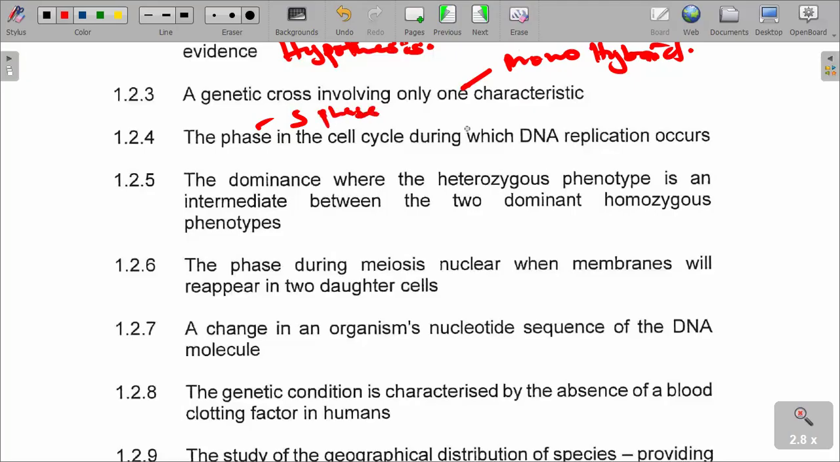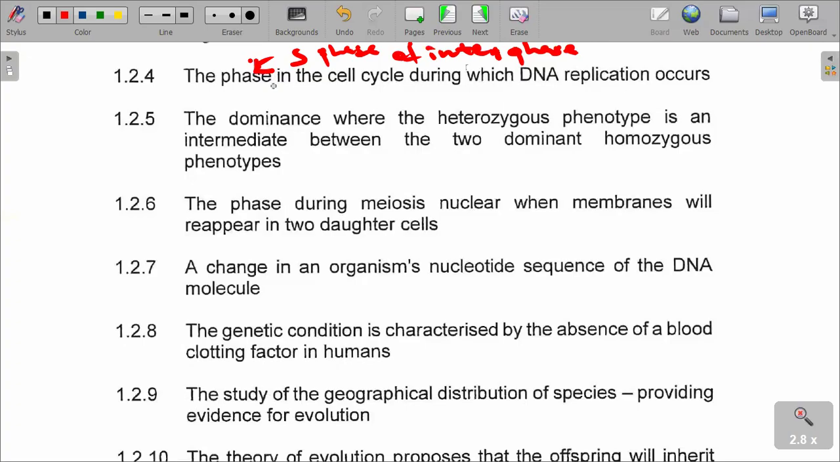It occurs during the S phase of the interphase. I'm sure that we remember when I showed this process of DNA replication, the cell cycle. There is a video also that you can refer to, which is quite interesting.